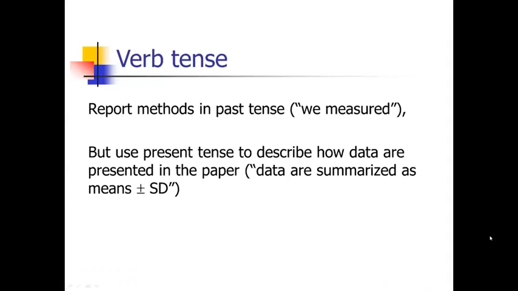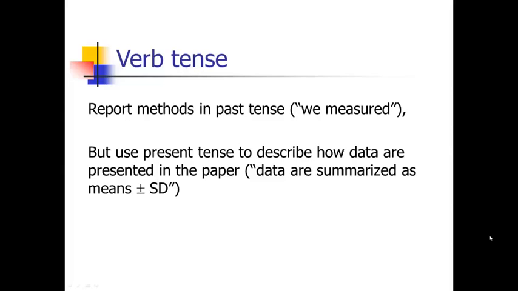For the verb tense in the methods section, as in the results section, you're going to report methods that are already completed in the past tense, because it's already done. We measured, we enrolled, we analyzed, the data have already been analyzed. All that's in the past. But again, same as with the results section, you're going to use the present tense to describe how the data are presented in the paper, because when the reader reads the paper, they're still presented in that way. So you would say "data are summarized." Notice the passive voice there.